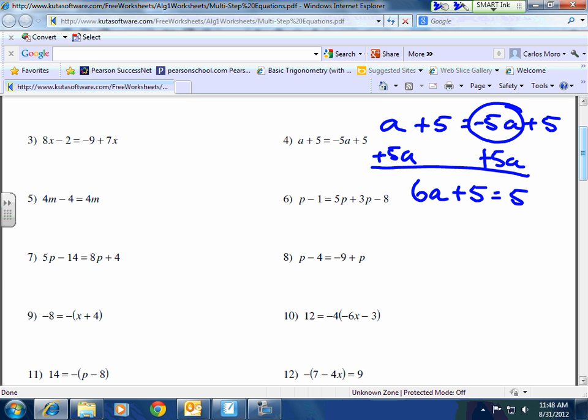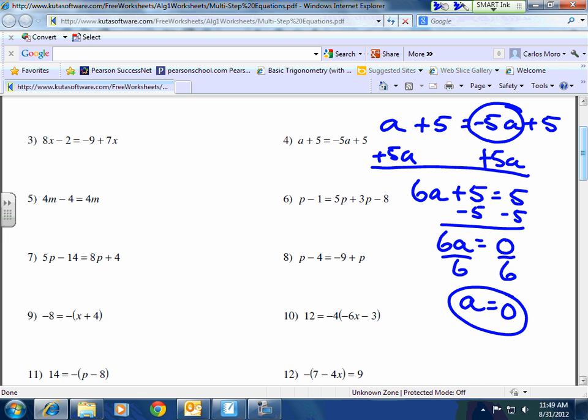Now I'm left with a two-step equation. Subtract 5 to both sides. 6a equals 0. Divide by 6 to both sides. a equals 0. Why did I divide by 6, you may be asking. Why did you do that, Mr. Moore? Well, because the relationship between 6 and a is multiplication, and I cancel multiplication with division. So for number 4, a equals 0.